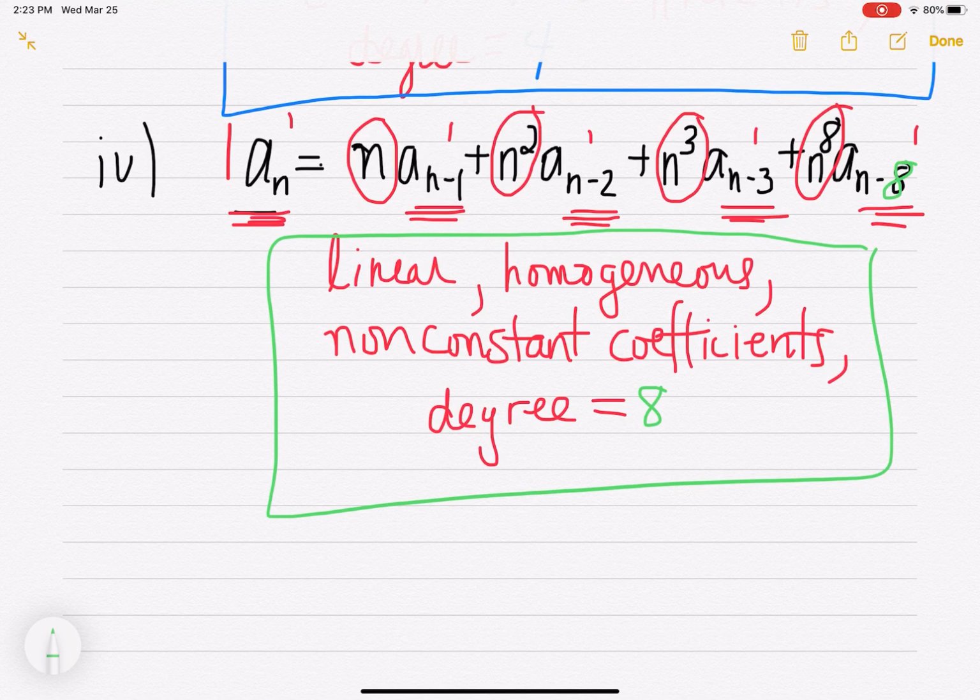So basically what we're going to be learning is how to solve only linear homogeneous recurrence relations with constant coefficients of degree k in general. So we'll be doing that in this section.